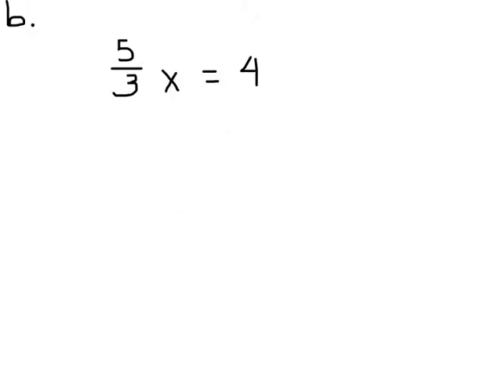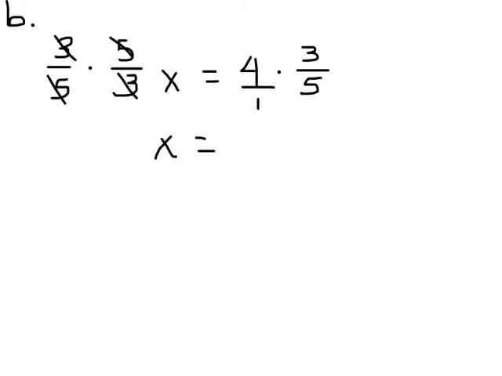In B, we're going to find the reciprocal of 5/3. Remember, the reciprocal is the number that, when multiplied together, would equal 1. 3 times 5 is 15. 5 times 3 is 15. 15 over 15 is 1. So we have 1x. But here we're going to have to do 3 over 5 here. And I'm going to make this a fraction. 4 times 3 is 12. 1 times 5 is 5.